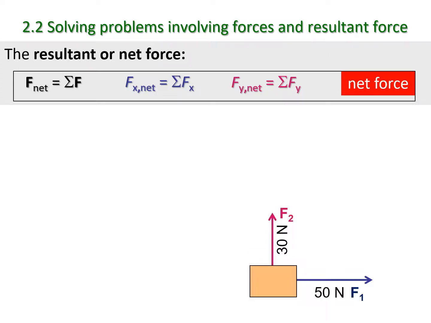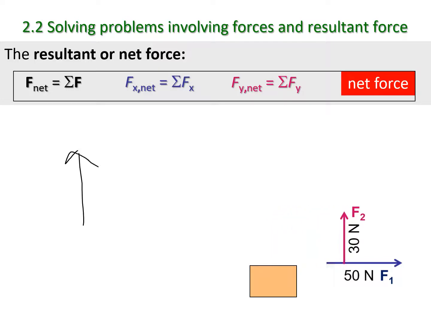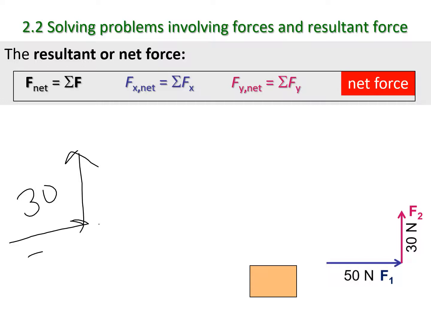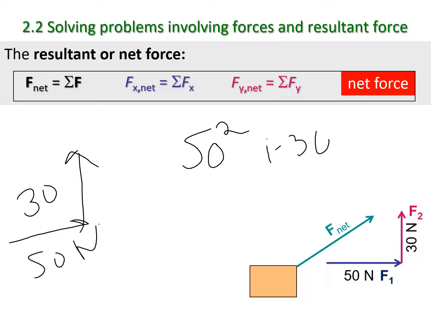You can only directly add forces that are totally vertical or totally horizontal. But what if I have forces that are perpendicular to each other? I have a 50 newton force acting on this object to the right and a 30 newton force acting on this object up. So I will have to take the vector sum using the Pythagorean theorem. So 50 squared plus 30 squared, and I would take the square root to get the net force acting on this object.